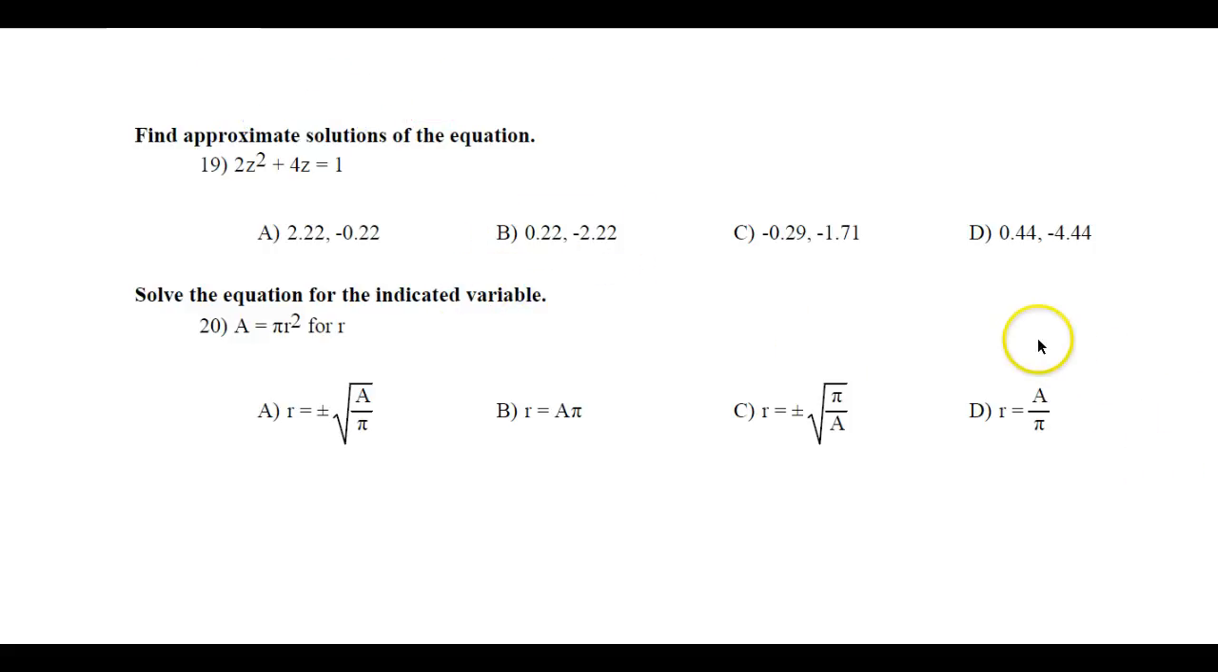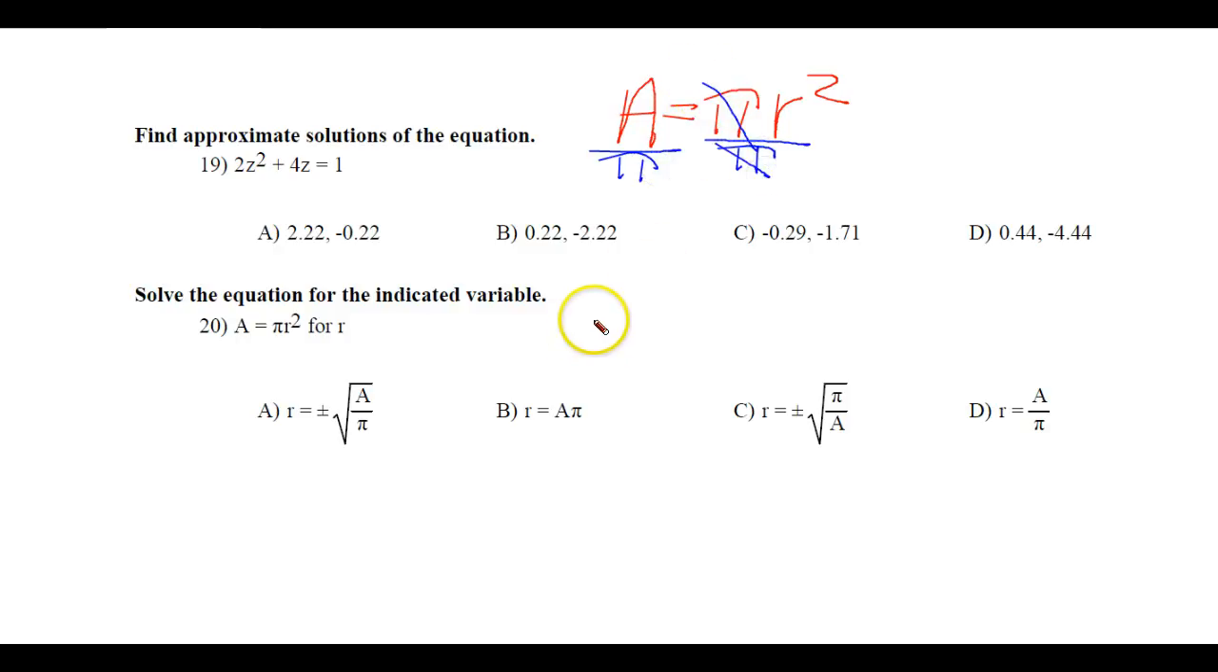All right, let's work on this last one. I'll write it up here. Now it's A equals pi r squared, and you want to solve it for r. Okay, well, the first thing you want to do is isolate the r squared. So we're going to divide everything by pi. So now the pi's cancel out, and we get r squared, I could write it this way, equals A over pi.